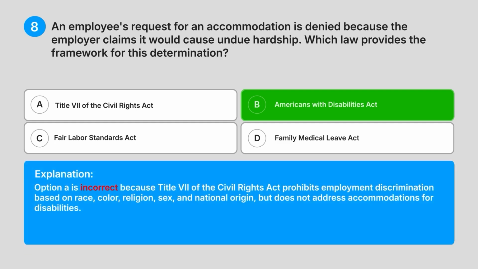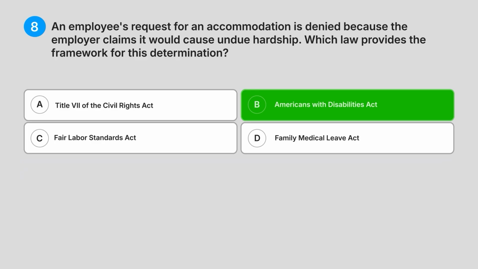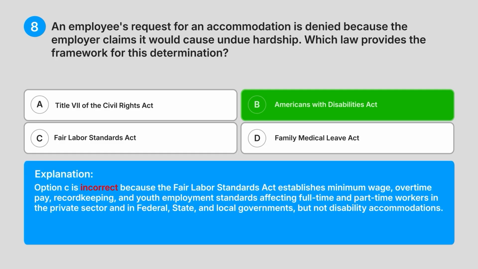Option A is incorrect because Title VII of the Civil Rights Act prohibits employment discrimination based on race, colour, religion, sex, and national origin, but does not address accommodations for disabilities. Option C is incorrect because the Fair Labor Standards Act establishes minimum wage, overtime pay, record keeping, and youth employment standards affecting full-time and part-time workers in the private sector and in federal, state, and local governments, but not disability accommodations.